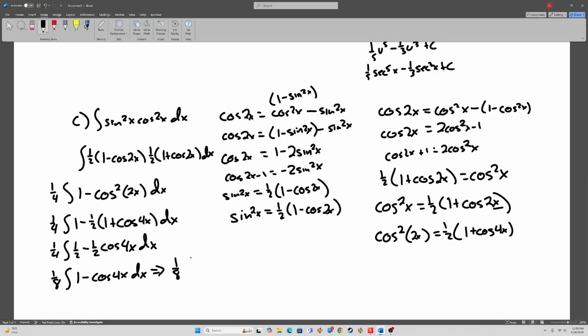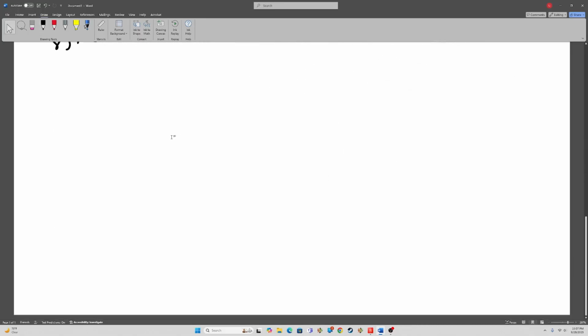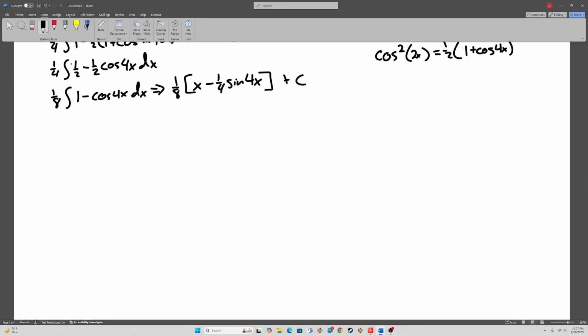So 1/8, and then that's going to be x. The integral of 1 is x. And then it would have to have minus 1/4 sine of 4x, the antiderivative of cosine of 4x. And then we have plus c. And that's actually how they left it on the key. That's letter C. Letter D. Let's see what we have for D.